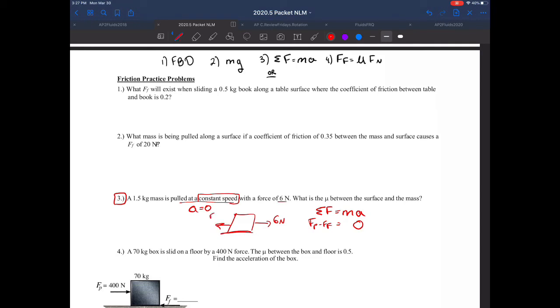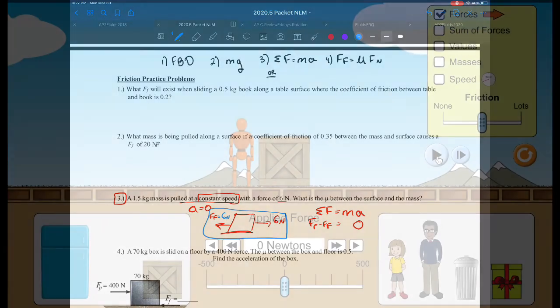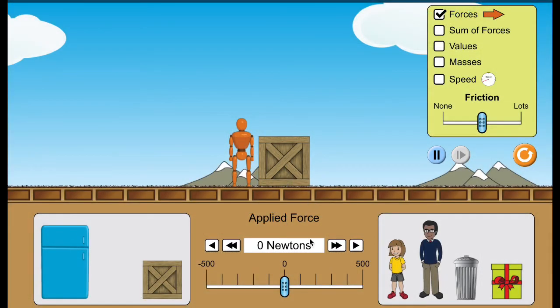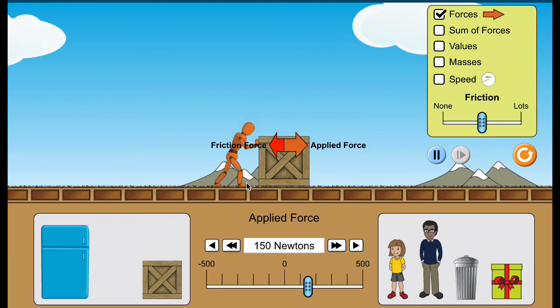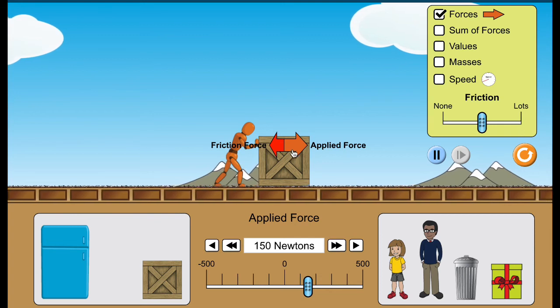So when we think about FF, we must deduce that it is also 6. Now you might look at a picture and see 6 left and 6 right and wonder how it is that it's moving. Let me show you. We're going to let our man push a single crate. Notice the friction force will match his pushing force until a certain time when he can get the crate moving.